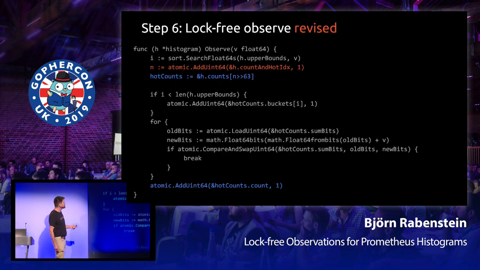Changes are actually not that much. This is the revised observe. So what we do now, it's my laser pointer, that works, right? So we increment this count and hot index by one, which increments our count and leaves the most significant bit intact. And at the same time, we read out the new result. So now by bit shifting 63 bits, we can find out what the hot counts are. And that's all, right? We only have to do that. Now the count in this variable is like our count one, and the count two is just the normal count in the counts here.